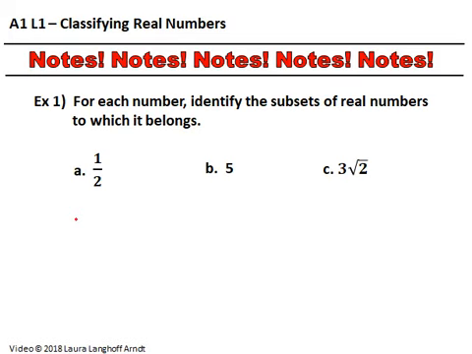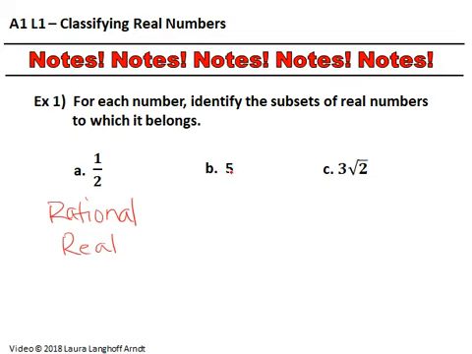Okay, I'm going to get going and tell you what they are. 1/2. Is it a counting number? No. Whole number? No. Integer? No. Rational number? Yes. It is a rational number. Now, we can also, and in your book, it says also real numbers. It's rational and real. Well, all of these are real numbers. We're only doing real numbers, so that's going to be an answer for everyone.